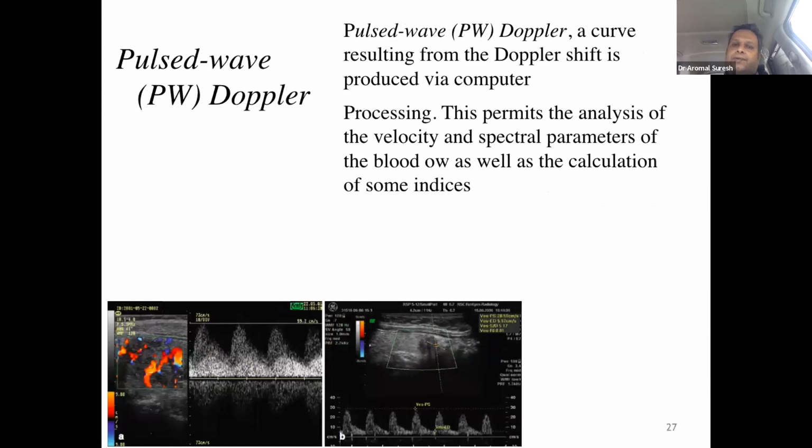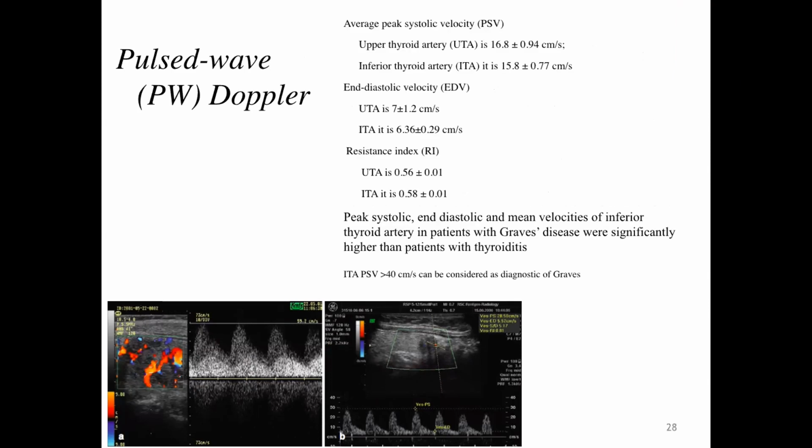And pulse wave Doppler is having more impact nowadays because it shows a Doppler shift and there will be a waveform. So you can calculate the average peak systolic velocity, end diastolic velocity, and resistive index. This is having significance in Graves' disease and hyperthyroid cases, even though it is not diagnostic.